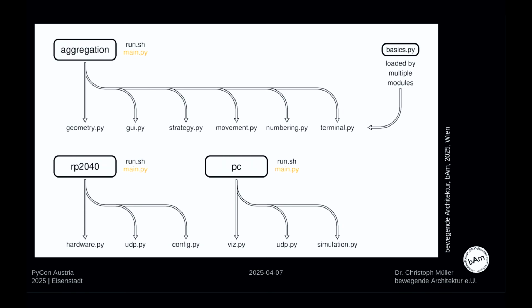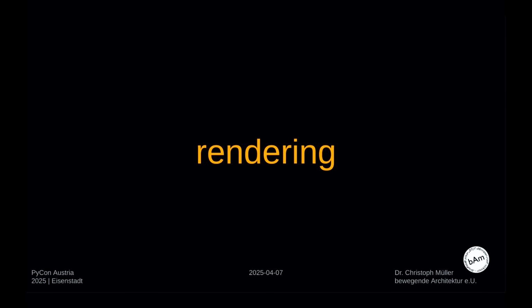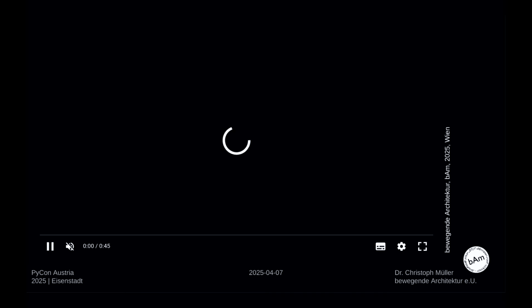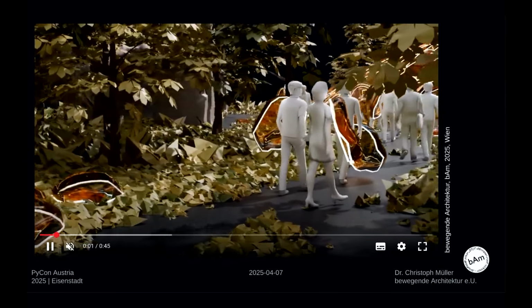This is the last module. The PC module is, of course, based on a main Python file that is running a visualization done in DPG, is running the UDP module, and a simulation module is storing all the logic that has been created by the aggregation module in order to execute it. So let's have a look at how this should work.